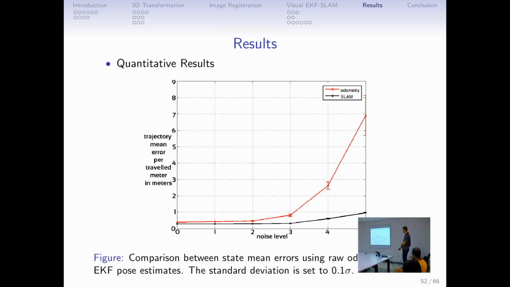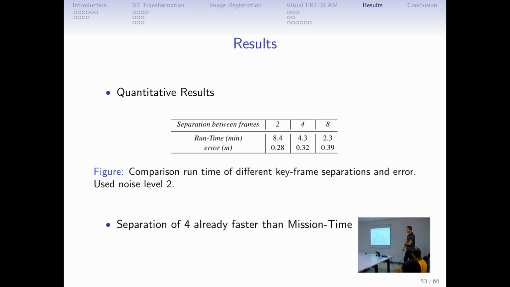In the quantitative results, we were using some kind of image or frame separation, because as I told you, OSTs was running the image registration at every iteration. For example, with a separation of 2 frames, so running the image registration every second frame we are getting from the stereo camera rig, I had an error of 28 centimeters and a runtime of 8 minutes 4. But with a separation of 4, I was already faster than the mission time. So an online usage is possible.